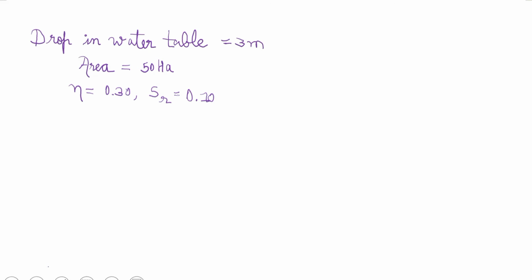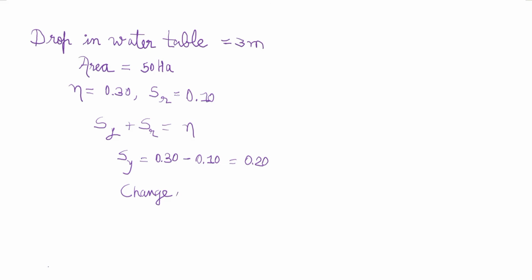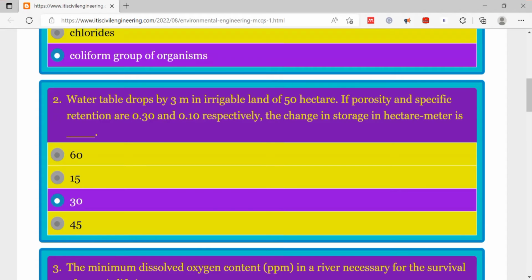So the formula that we have to use here is SY plus SR is equal to porosity, that is specific yield plus specific retention is equal to porosity. So SY will be equal to 0.3 minus SR, that is, this will be 0.2. Now we have to find the change in storage. So the change in storage will be equal to the area into the drop in the water table into the specific yield. So we'll just multiply this, 3 into 0.2 into 50, which is 30 hectometer. That is, our correct answer is 30 hectometer.